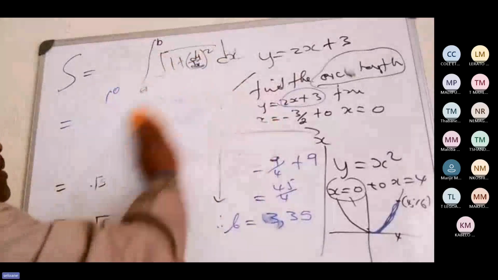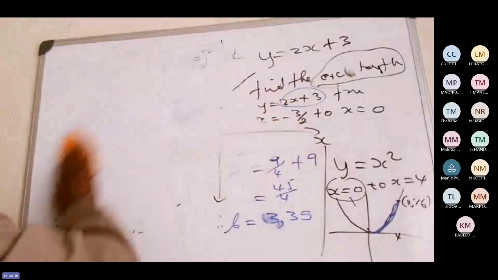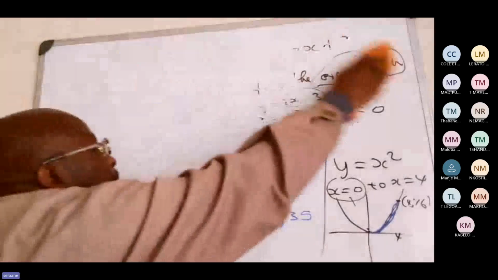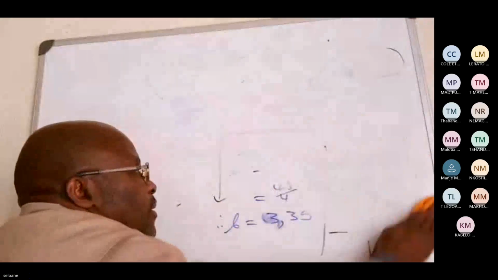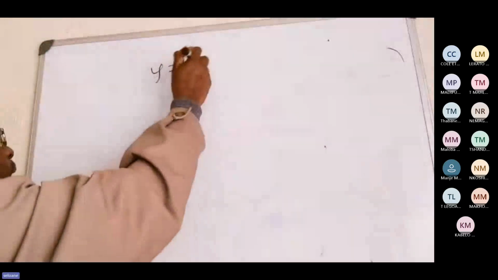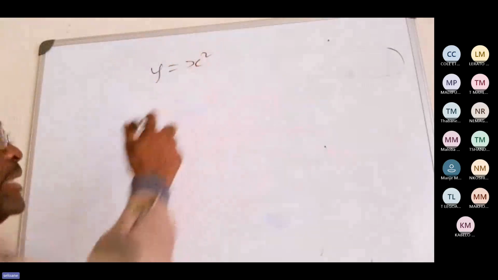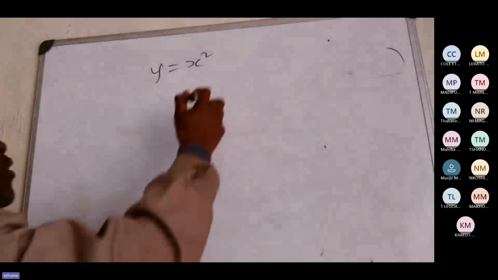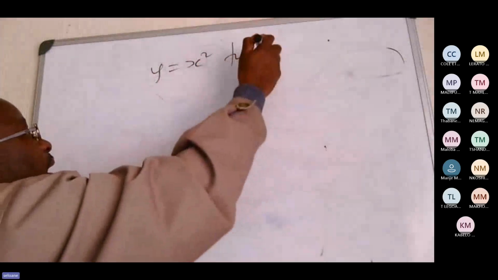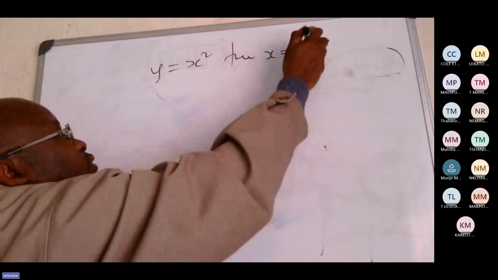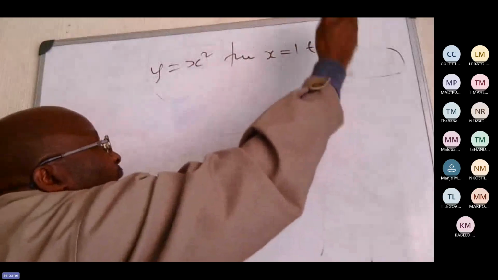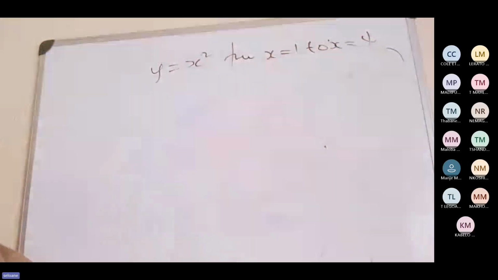We can look at another problem. Just clean this. It doesn't matter. Y equal to whatever, say x squared. Then I say, don't forget the question is find the arc length of this from where? Say from x equal to 1 to x equal to whatever. Say x is equal to 4.